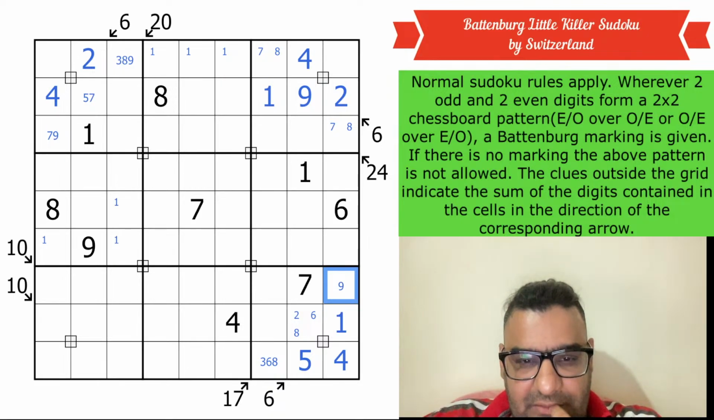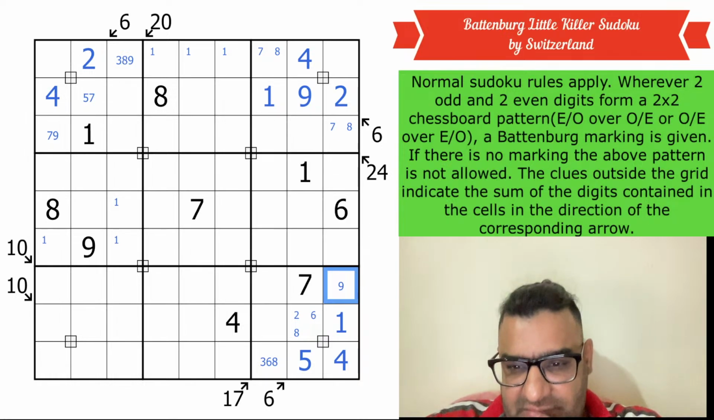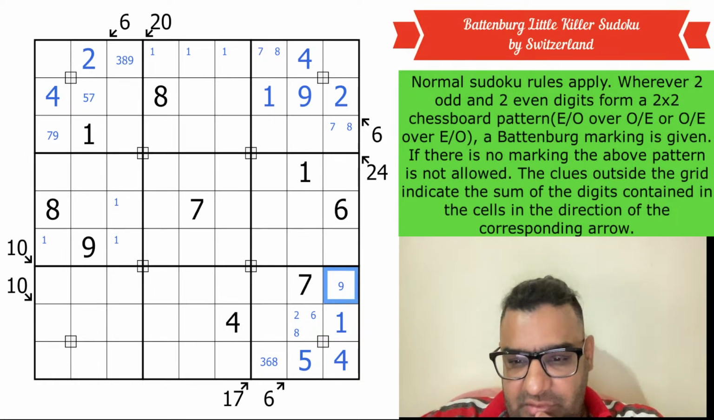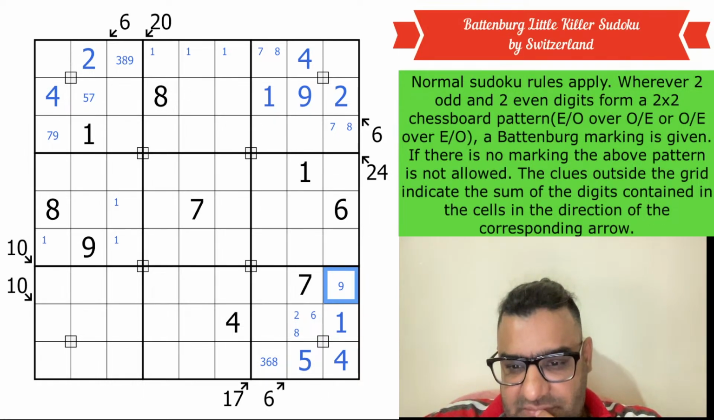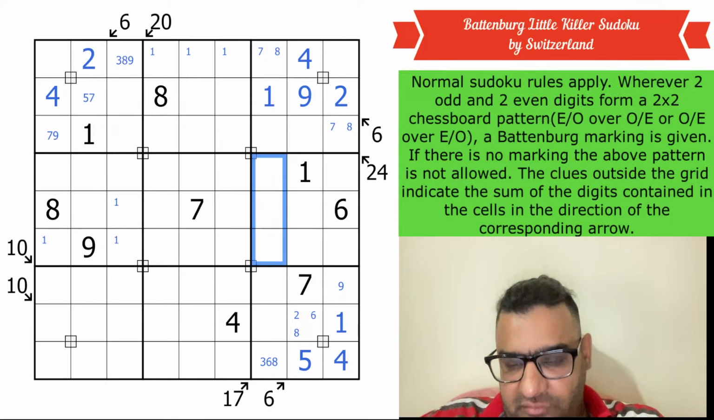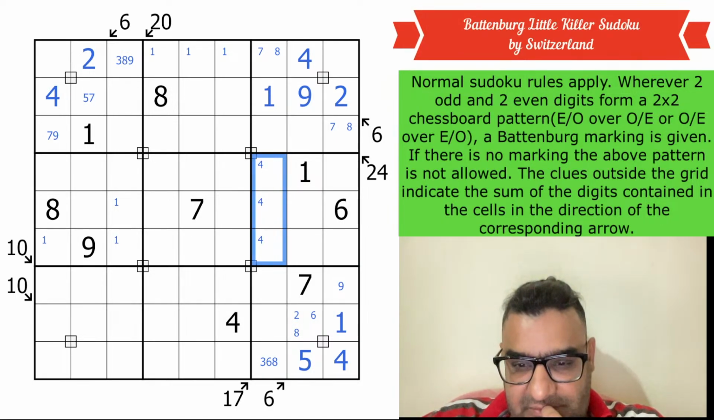Can I complete any other numbers? 1, 2, 4. 1 is here, 2 is here. It means 1 is here, 1, 1, 1. This already completes the 1. Can I complete 4? 4 is here, 4 is here. So these three numbers should have a 4. Am I right?